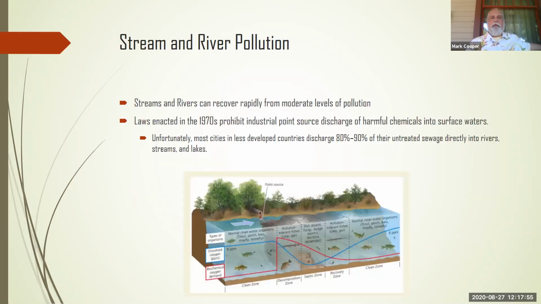All right, stream and river pollution. It can actually recover rapidly because the water is moving. Riparian areas or moving water are a great way to filter. And in the 1970s, we put out laws to try to stop these point source pollution issues from industry. Unfortunately, 80 or 90% of the discharge that does make it to our streams and lakes is not treated in any way. And that becomes a major, major problem.